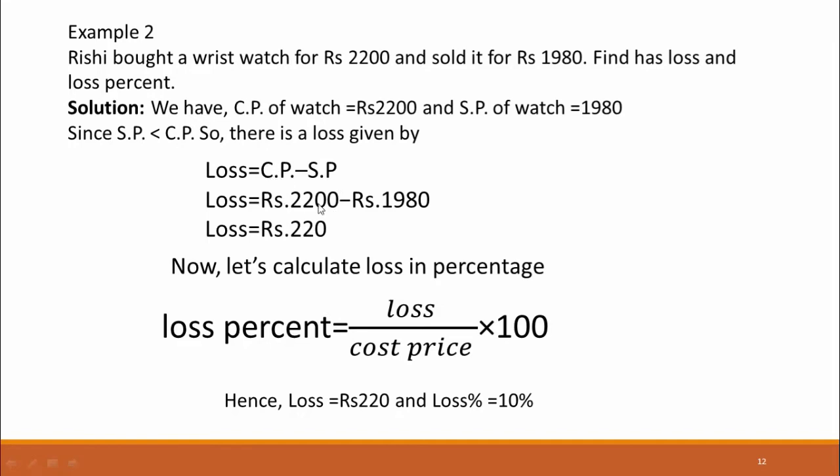Putting the value of cost price and the value of selling price, we obtain the loss 220. Now to calculate the loss percent: loss divided by cost price multiplied by 100. So putting the value of loss 220 and the cost price here, the cost price is 2,200. So 220 divided by 2,200 whole multiplied by 100. After simplification, we obtain 10%. The loss is 220 rupees and the loss percent is 10%.